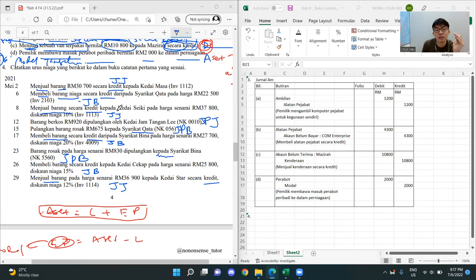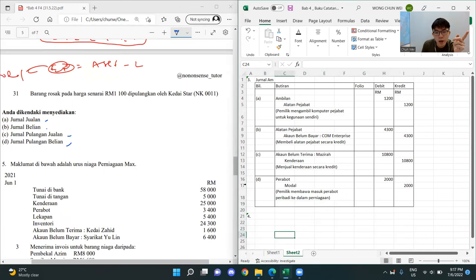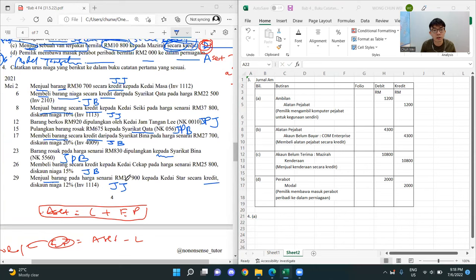So, this is basically the Jurnal Khas. Jurnal jualan, jurnal belian, jurnal pulangan jualan, jurnal pulangan belian. Should be pulangan belian. Okay. So, put in the format. So, first thing, this is A. Okay, for A. What are all those discount though? Okay, later. Later, we'll come to this part of discount.